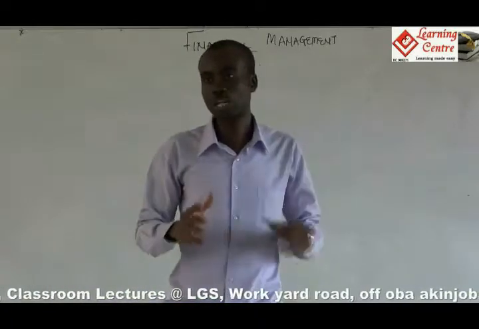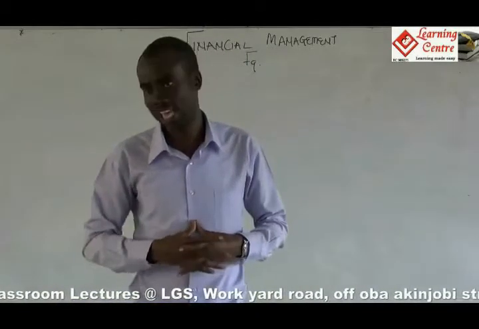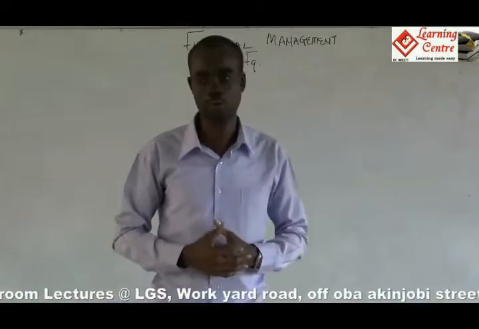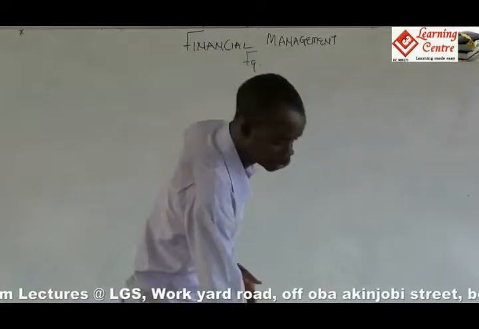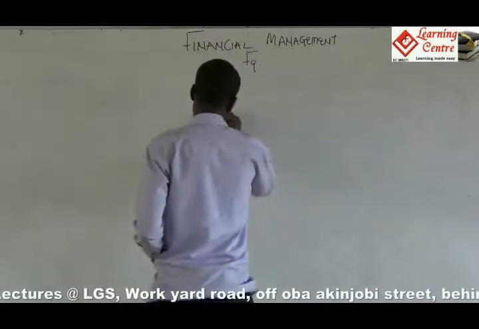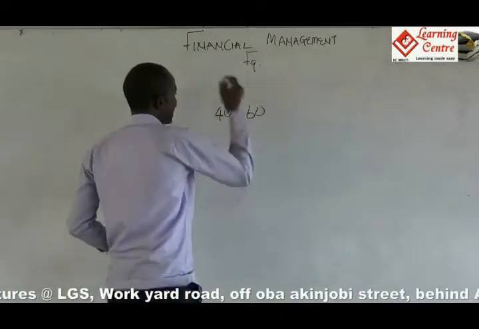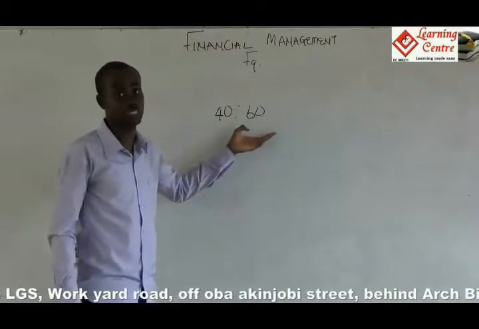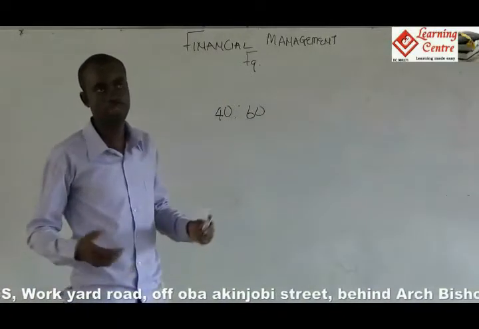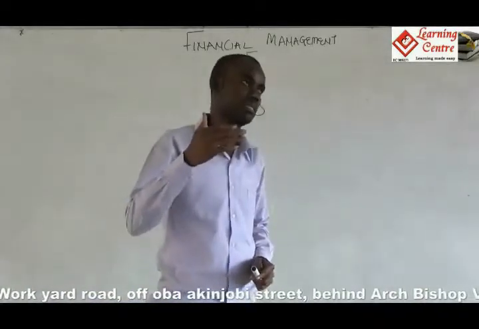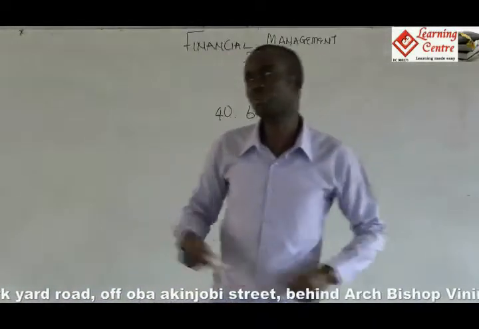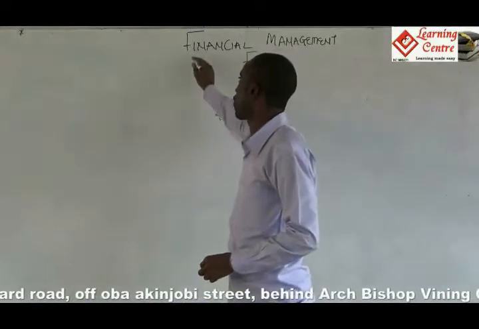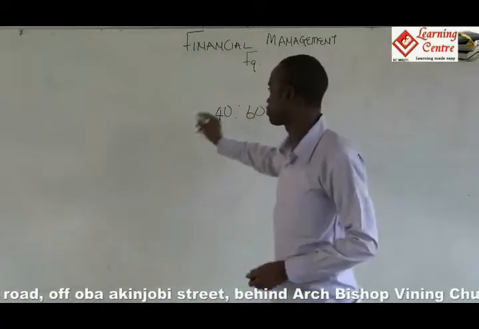So don't look at financial management F9 as a calculation course. For me, I want to do a ratio of 40-60. Now the 40 is the calculation, and your 60 is the discussion. The reason why we have the failure rate so high is most students believe because it is called financial, it is more of calculation.